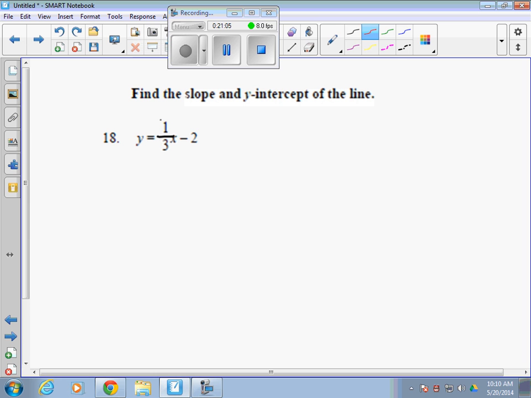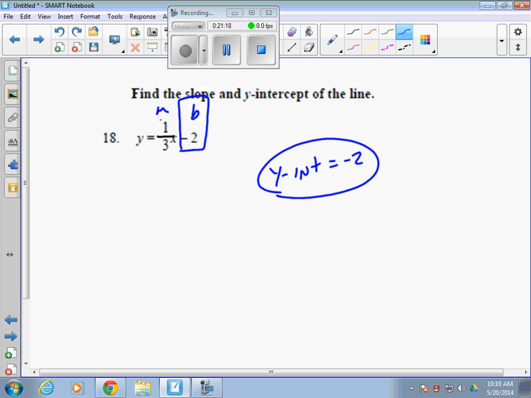Number 18 says find the slope and y-intercept. Again, nice, neat form. Y equals mx plus b. Don't forget to include the sign with it. Your y-intercept, or your b value, is -2. Your slope, or your m value, is 1/3.